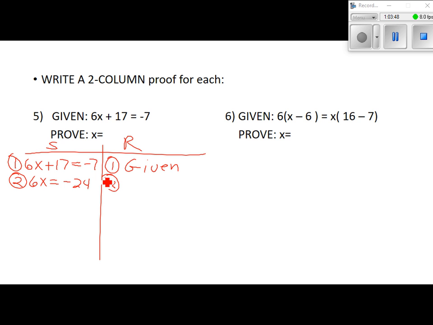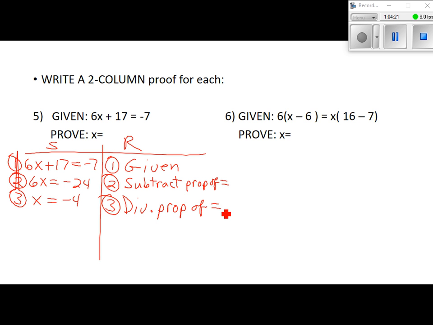What did we use there? Subtract property of equality. Then what? X equals -4. Was every answer -4? Yeah, most of them. Well, I really got stuck on something, didn't I? Most of them maybe. Division property of equality.